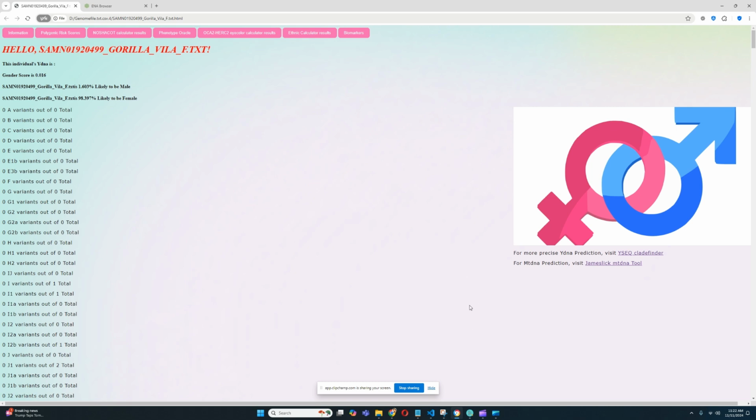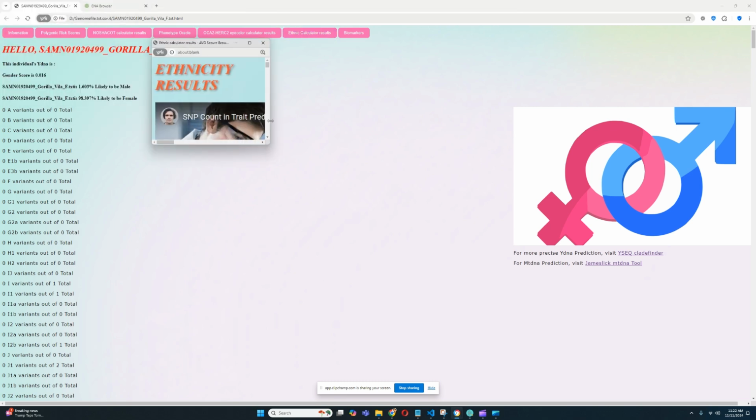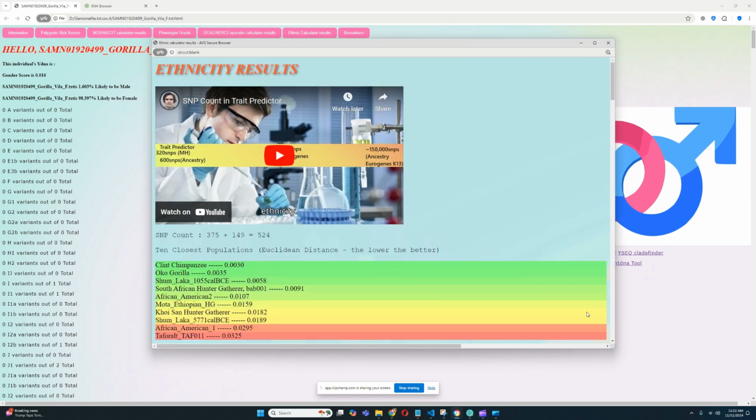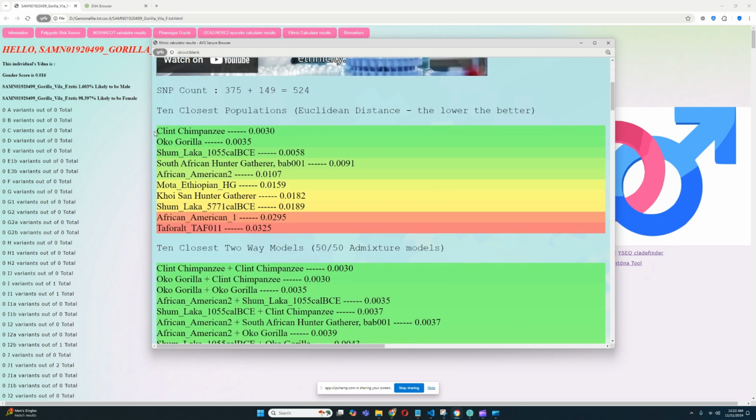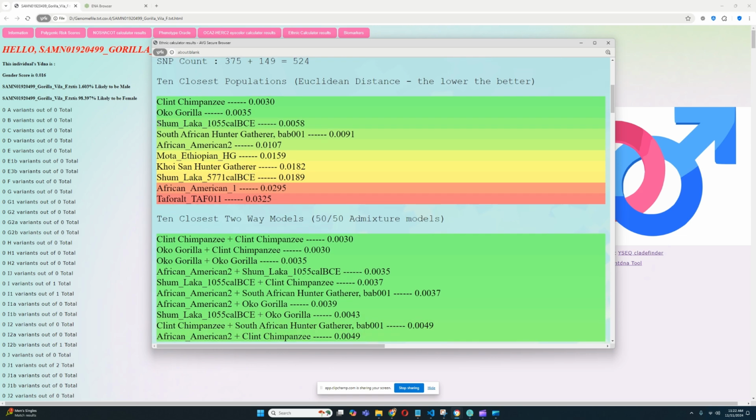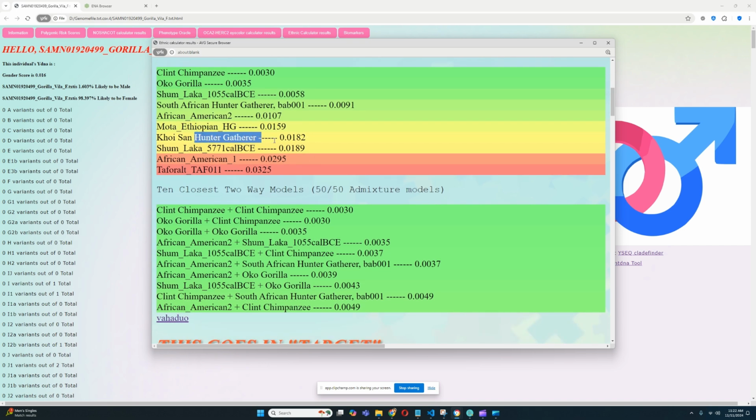So we're going to start with, I think, the ethnicity calculator. That is probably the most interesting part of what people might want to see. With my ethnicity calculator, it is closest to Clint Chimp and then Oko the gorilla. And then it is sub-Saharan Africans, Shamlaka, South African hunter-gatherer, African American, Mota Ethiopian hunter-gatherer, Khoisan hunter-gatherer. So it's various African groups that come after Clint, chimpanzee, and Oko the gorilla.